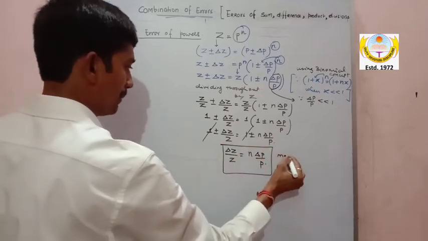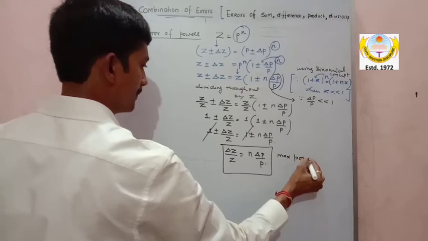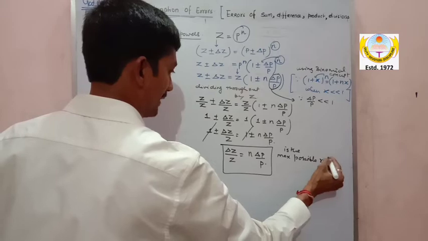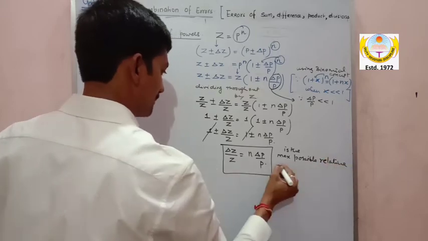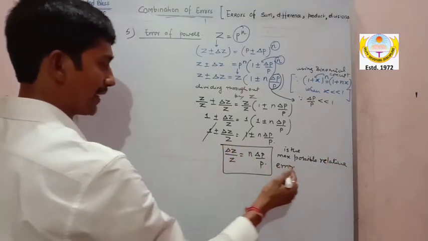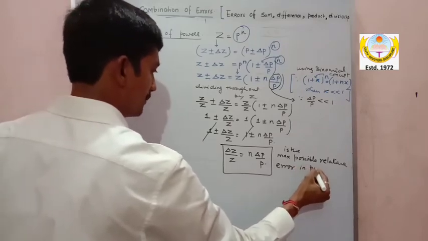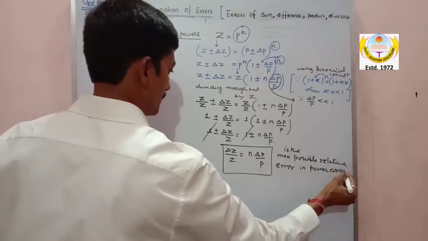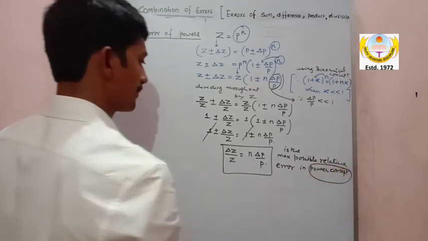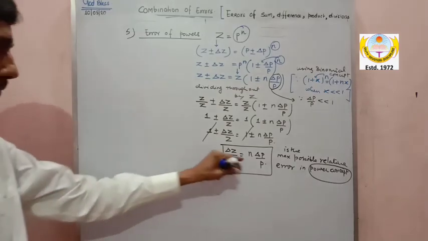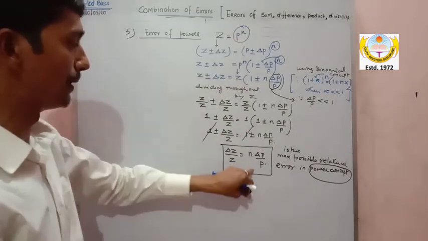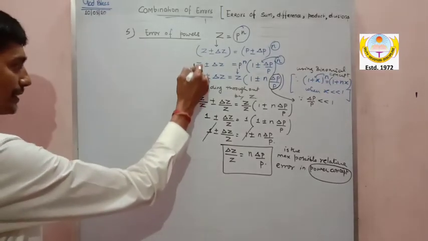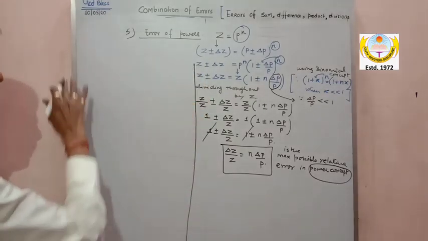This is the maximum possible relative error. Once again, relative error in the power concept is n delta P by P. So easy. So now, let us use all these concepts together.